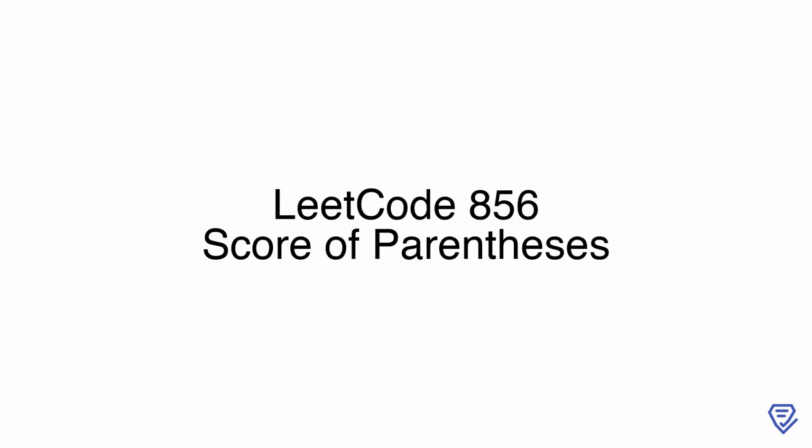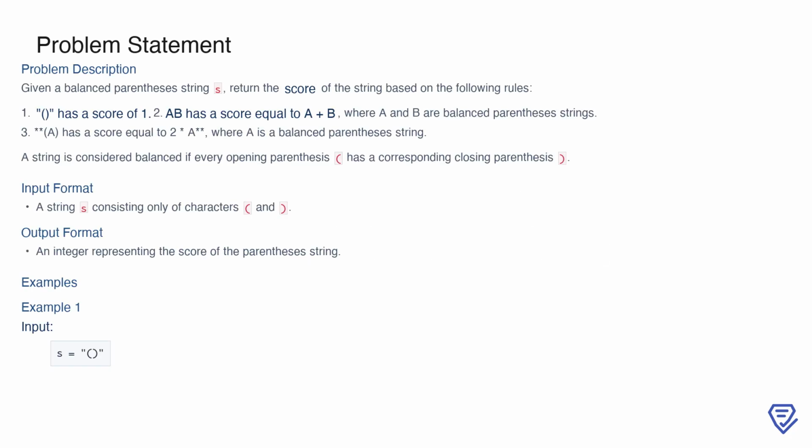Let's get started. In this problem, we are working with a balanced parentheses string S, and our task is to calculate its score based on three specific rules. First, any single pair of parentheses has a score of 1. Second, if we have two balanced parentheses strings placed next to each other, their score is the sum of their individual scores. Finally, if a balanced string is wrapped in an additional pair of parentheses, its score is doubled.